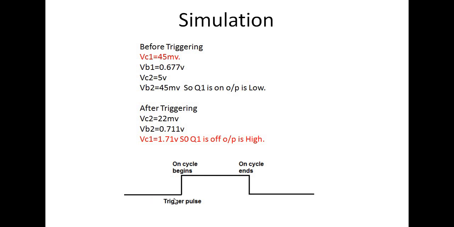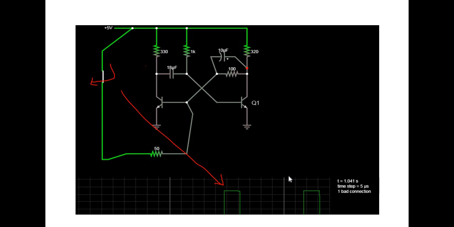When and only when we apply the triggering, the output changes to a high state, then again comes back to the stable state. Right, this is the analysis of the simulation. Now see here, this is what happened when we closed the switch and applied the triggering for a moment.